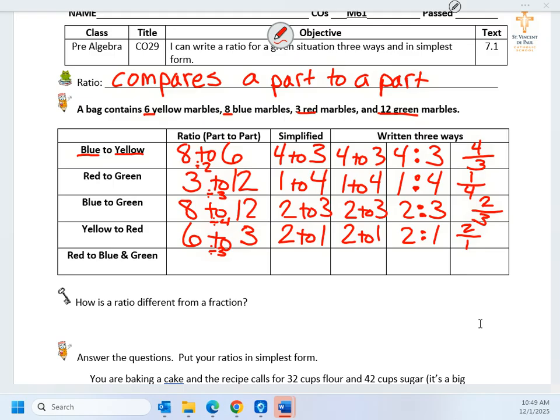Clara, what do you think? 3 to 20. Yeah, there are 3 red, and then it says blue and green. That "and" means I have to add them together. So the 8 blue plus the 12 green gives me 20. What would my simplified ratio be, Elliot? 3 to 20. Yeah, I can't simplify it anymore. So simplified would still be 3 to 20. So then we write it 3 ways: with the word "to," with our colon, and as a fraction.